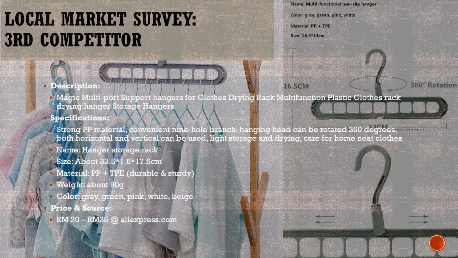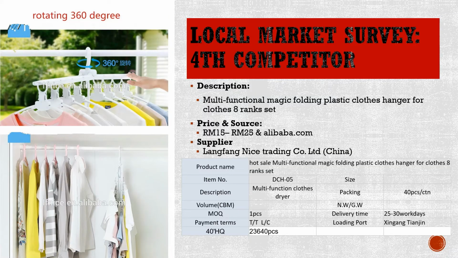And the fourth local market survey competitor's description is a multifunctional folding plastic clothes hanger for clothes which has 8 ranks set. The price for this type of hanger is between 15 ringgit to 25 ringgit and it can be exclusively purchased on Alibaba.com, where the supplier is the Langfang Nice Trading Company Limited based in China.